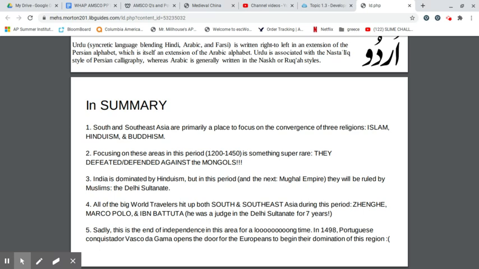India is dominated by Hinduism, but in this period, it will be ruled by the Muslims. The number is 75-25. About 75% of the Indian population is Hindu, about 25% of the population is Muslim. But in this time period, a lot of the ruling will happen under Islamic rule by the Sultanate, the Delhi Sultanate. So keep that in mind.